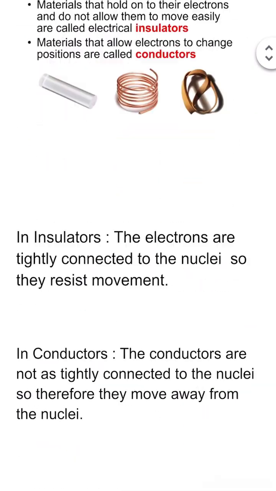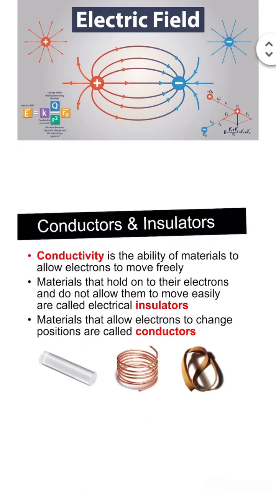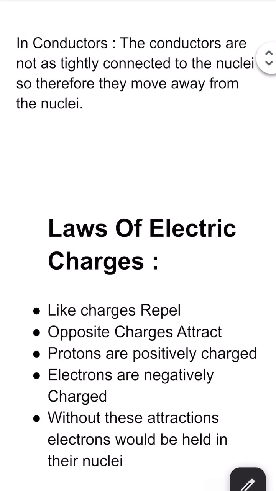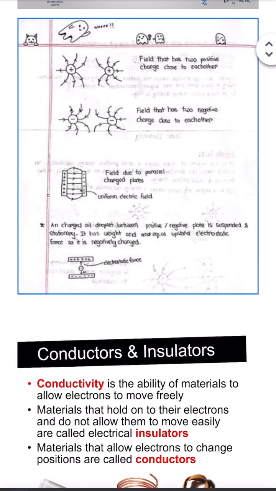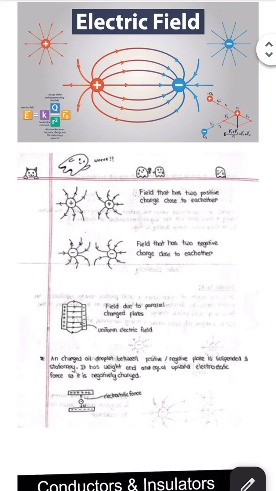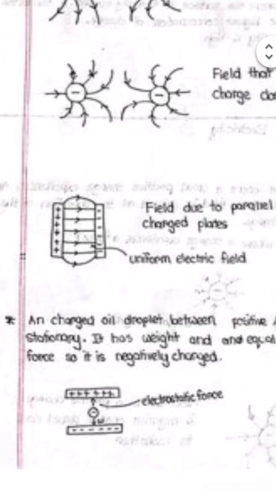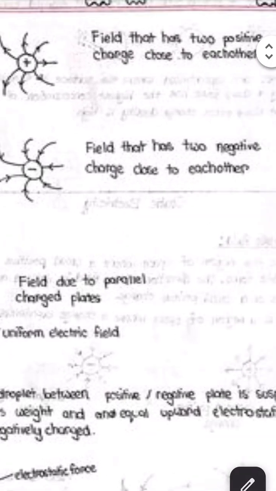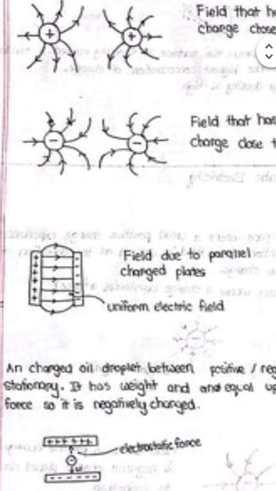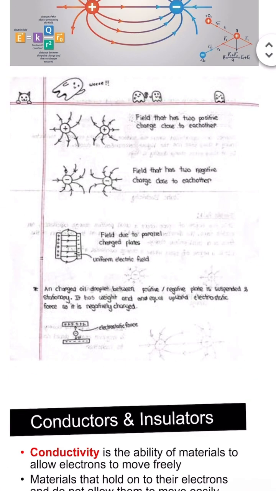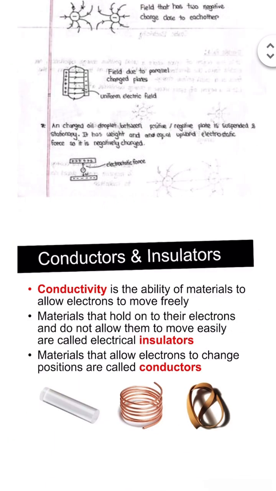Okay, next up, right, you will see the field. This is the field that you need to know. And as you can see, when two negative charges are put together, the diagram is like this, and when two positive are put together, it's like this.